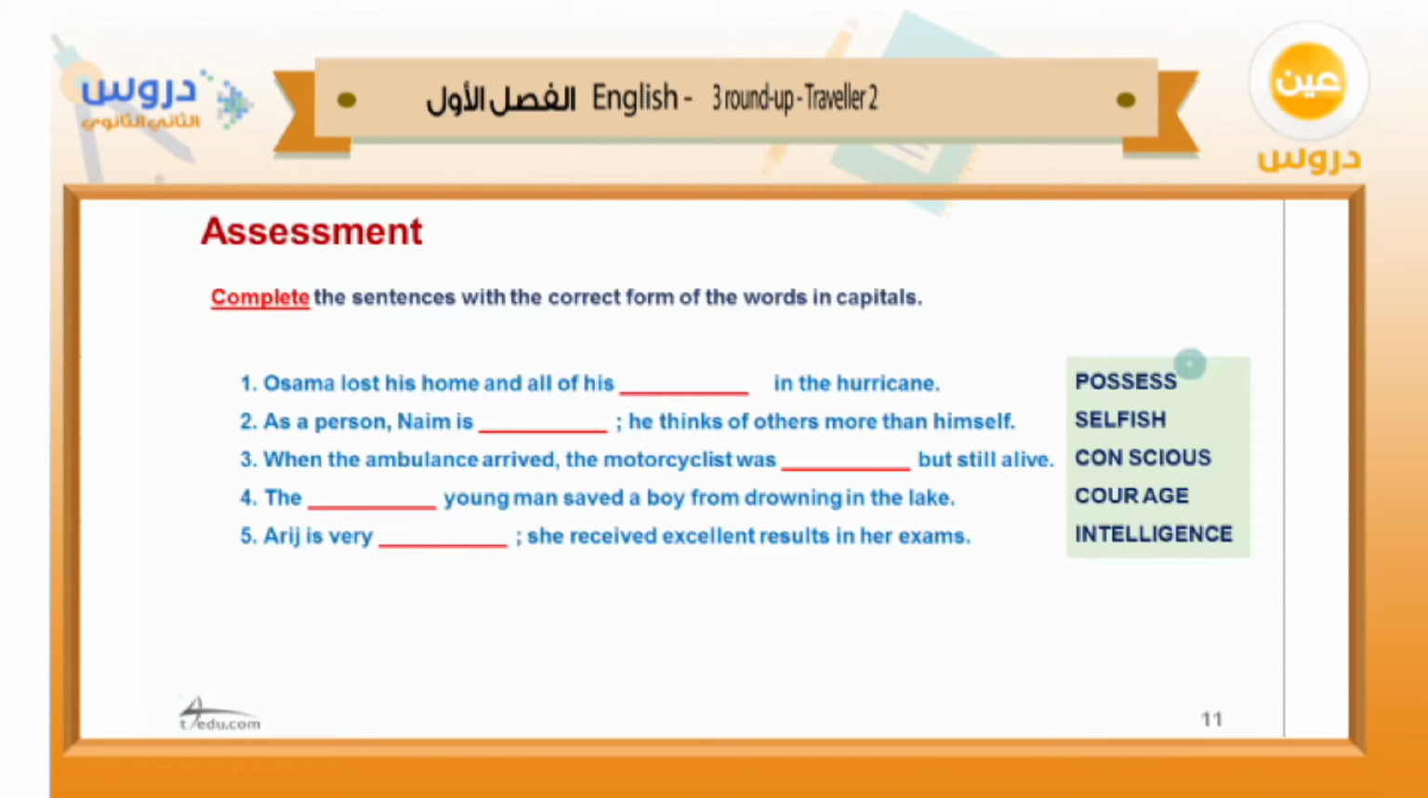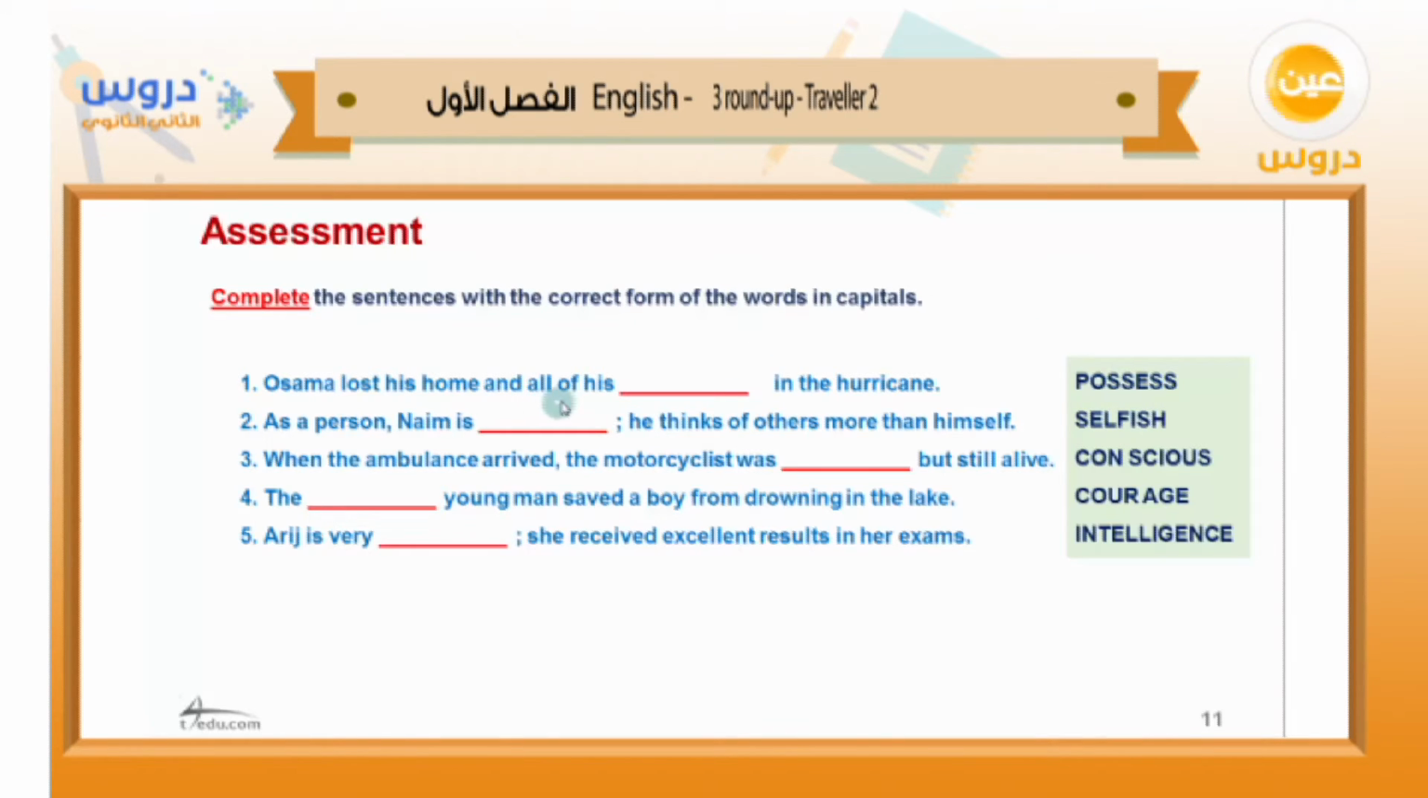Now, we put these five words into these spaces, and we have to change them by either adding a suffix or a prefix to the word. Or we either change them into antonyms or opposites, or we change from verb to noun, or from noun to adjective, or adjective to noun. We'll see. I'll try to do number 1 for you. Complete the sentences with the correct form of the words in capitals. Number 1: Osama lost his home and all of his possession. Possess, we cannot say all of his possess because this is a verb. We need a noun. So what is the noun from the verb possess?